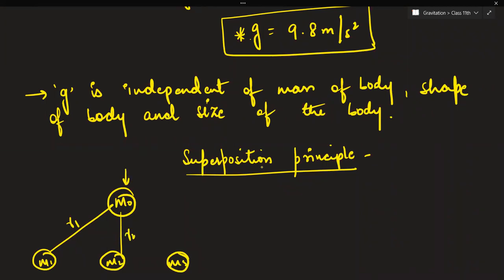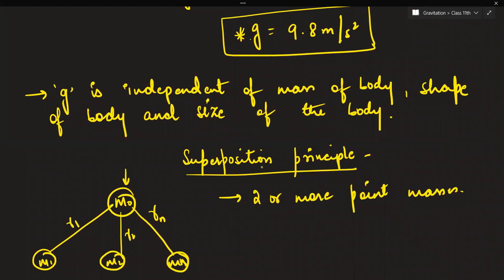I'm calculating the gravitational force on this because of other masses. Let's not take this M3, let's take it as Mn. So this becomes Rn. N means n number of bodies. Always use the superposition principle for two or more point masses or spheres. Fine, always use it.